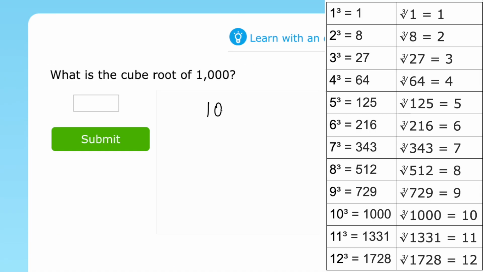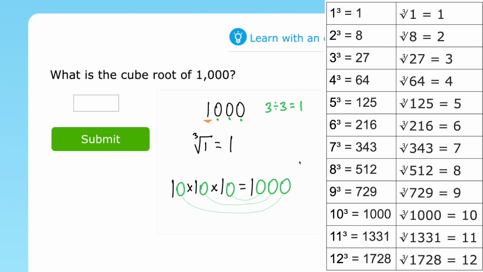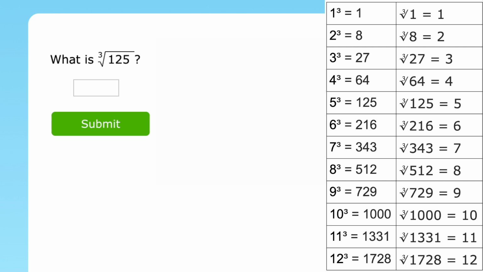Next, what's the cube root of 1000? Well, if we ignore the zeros at first and focus on the 1, the cube root of 1 is 1. And since the cube root is the third power, we need to divide how many extra zeros there are by 3. Since there are 3 extra zeros, our answer should only have 1 zero, giving us a final answer of 10.